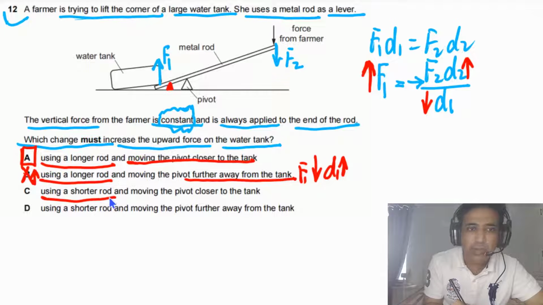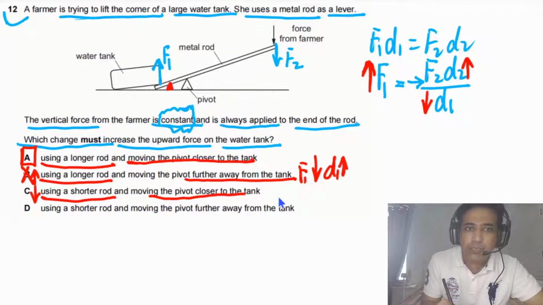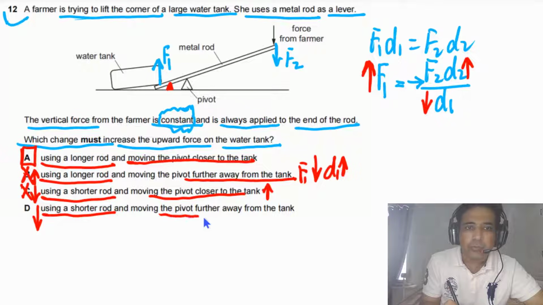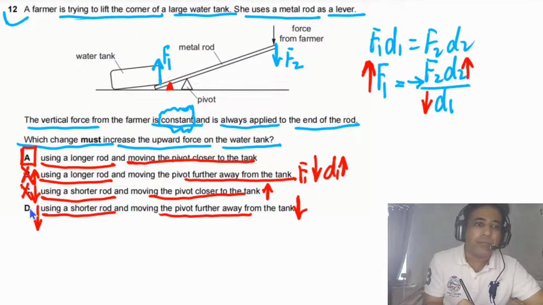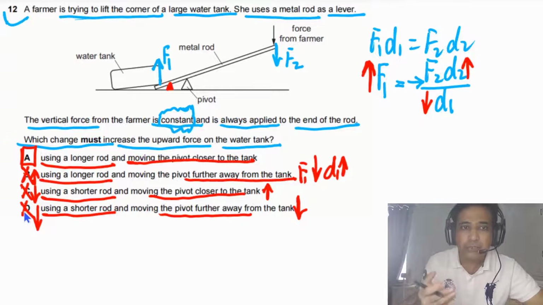Using a shorter rod, this will decrease F1. Moving the pivot closer to the tank, this will increase F1. But we don't know how much increase, how much decrease, so we are not certain. So this is not a possible answer. Using a shorter rod, this will decrease F1. Moving the pivot further away, this will also decrease F1. So this is also not a possible answer. So the answer for this question is A. A nice question. Try to understand the logic.